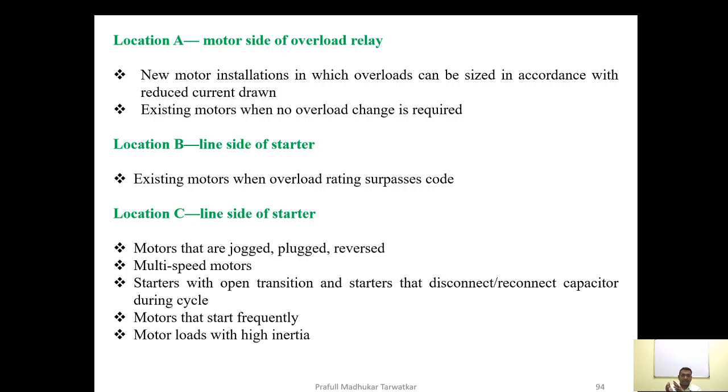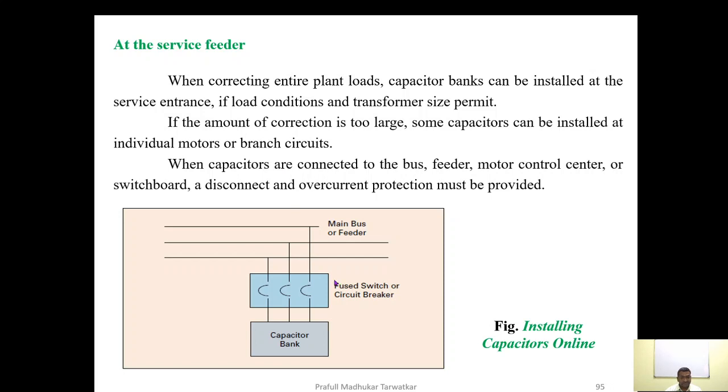If we are installing capacitors at the supply end, then the capacity will be more, because the network, the distribution line, the load itself contributes to the value of the capacitor. Then we have to concentrate on that also. So at the service feeder in the main bus bar system only they can be installed, but in this case they have to handle more power, more current, so the cost of these capacitors is more.